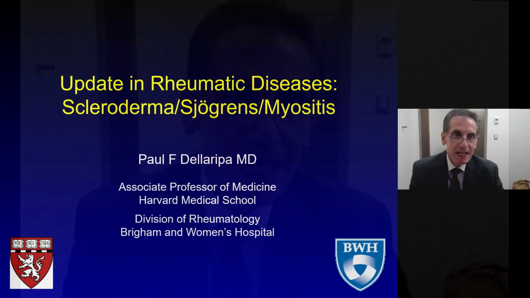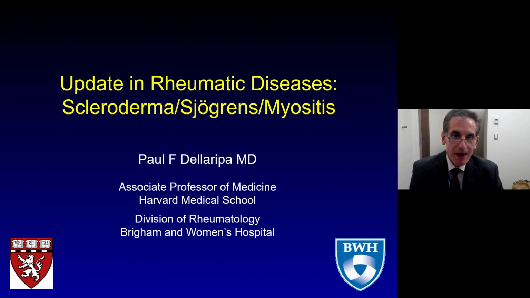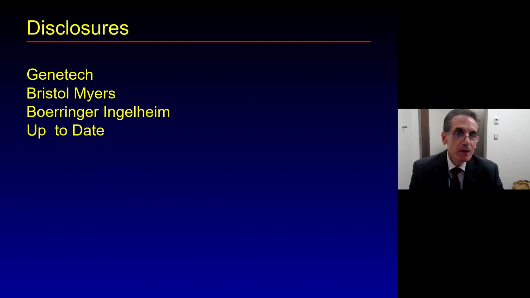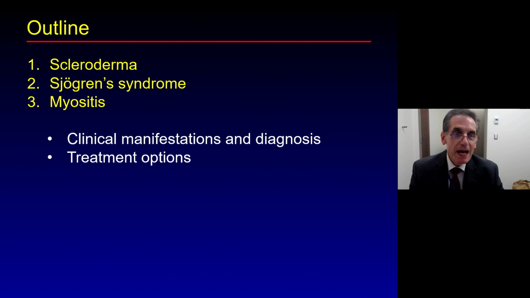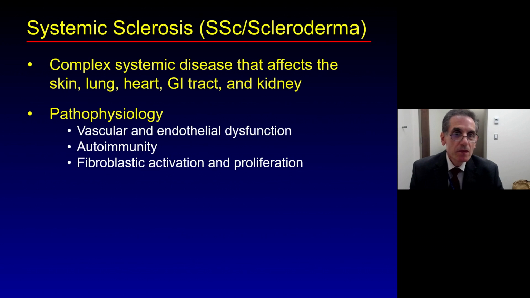I'll give you an update on scleroderma, Sjogren syndrome, and myositis. These are my disclosures. And our outline will start briefly with clinical manifestations, diagnosis, and treatment options in these respective diagnoses.